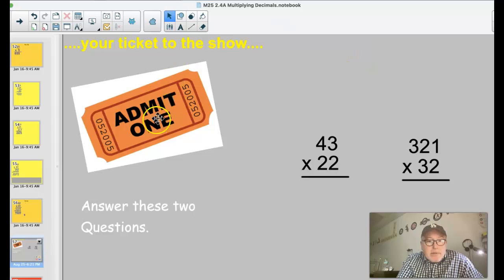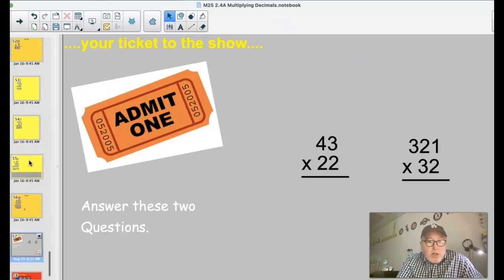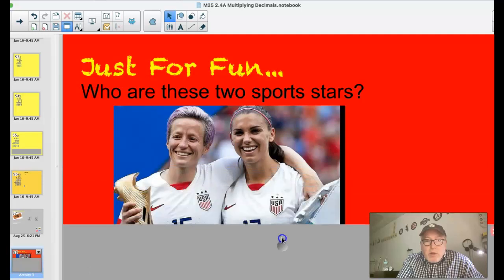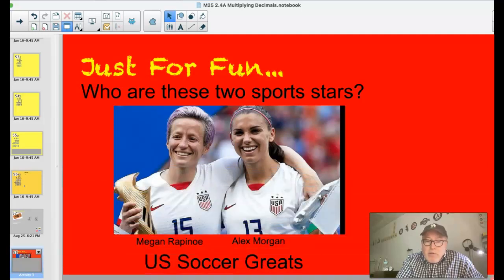All right, let's get to our just for fun question of the day. Who are these 2 American sports stars? Well, this question is coming from Bailey, one of my students who thought this would be a great trivia question. A couple of her favorite soccer greats from the U.S. women's team, Megan Rapinoe and Alex Morgan. I enjoy watching them as well, and my son Connor loves watching them. All right, that's a good one for all you soccer fans.